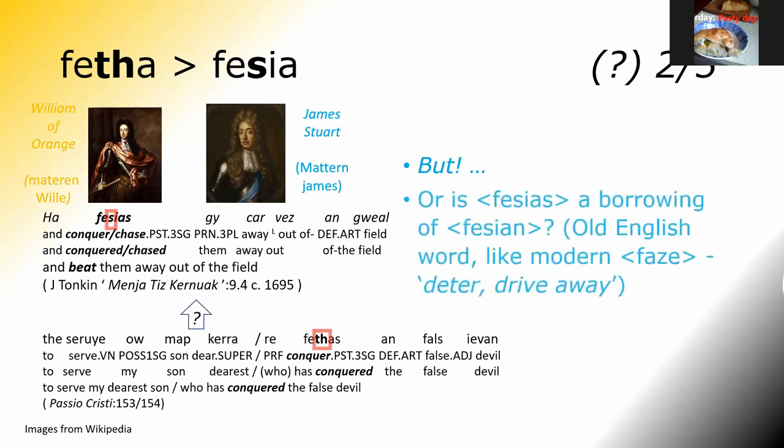Actually, the consensus is no. That word is actually from phasian, which is a borrowed English word and the same word as in English today we might use to be phased or deterred or driven off from something. So no, there's no later Cornish sibilation proof there either. You can see the question mark at top right, as even the link between these words is doubtful. Still, onward and seaward.